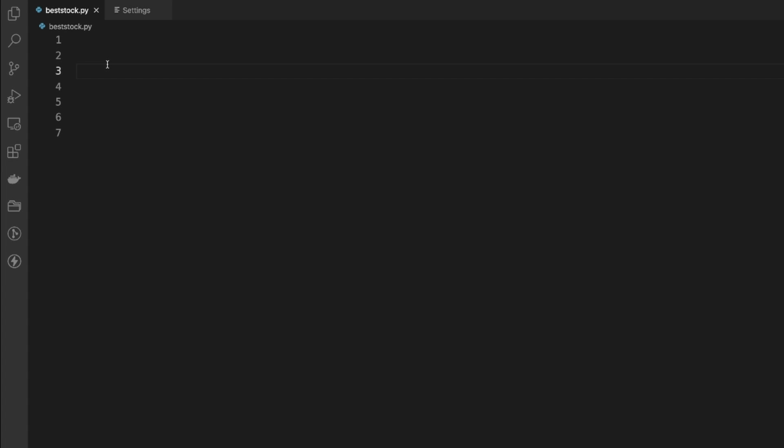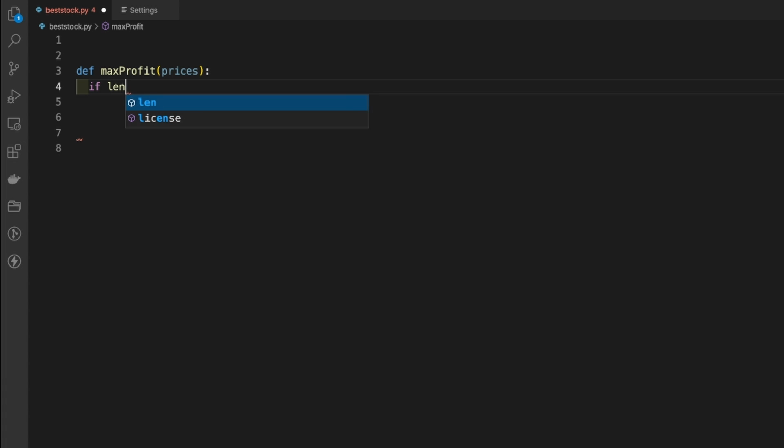So we're going to take this over to Visual Studio Code. And what we're going to do here is first just create our function called max profit. Inside of it, we're going to put our prices array as our variable. And then first we're going to create an edge case, just in case our array does not have enough values in it to be able to make a max profit determination. So we're going to take: if len prices is less than 2, return 0.